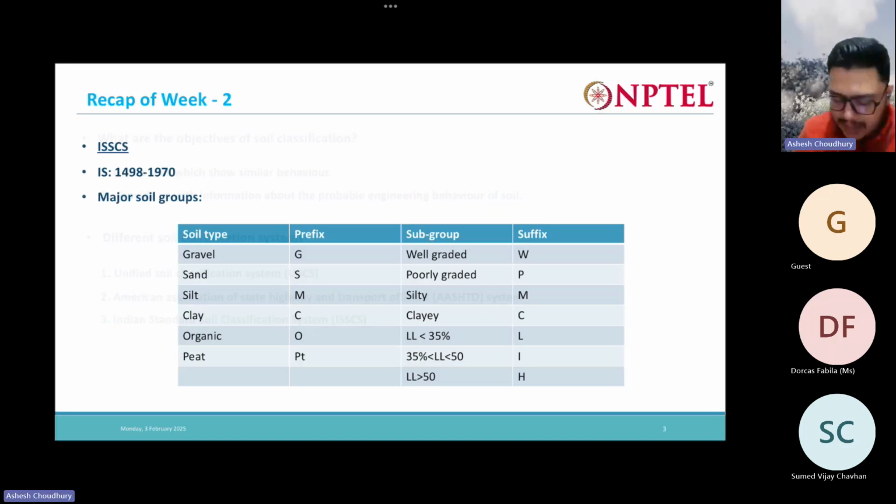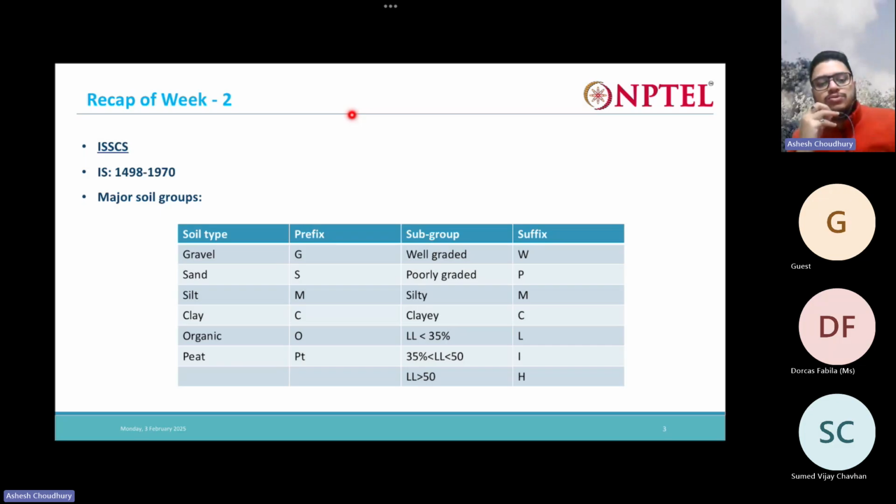The Indian Standard Soil Classification System is given in our IS code, Indian Standard Code 1498-1970. This is the code that deals with the classification of soil, that defines all the parameters and how you can classify different types of soil. According to this code, there are some major soil groups into which you can divide a particular soil. All types of soil present on this earth can be grouped into these major types.